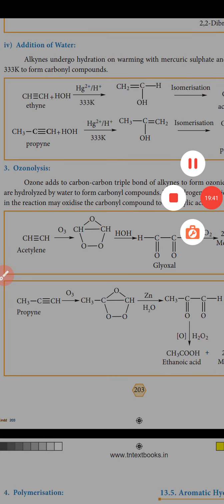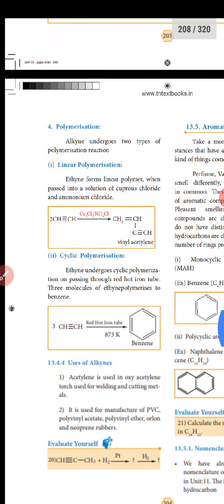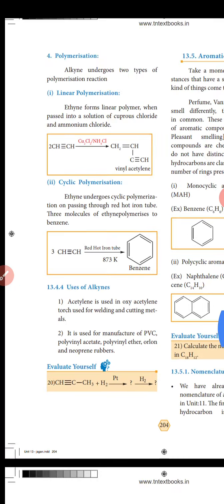The next one is polymerization. Alkynes undergo two types of polymerization reaction: linear polymerization and cyclic polymerization. In linear polymerization, long chains are formed. Acetylene forms linear vinyl acetylene when passed into a solution of cuprous chloride and ammonium chloride. The second one, cyclic polymerization, forms the benzene ring.